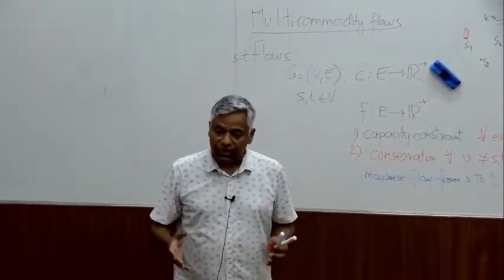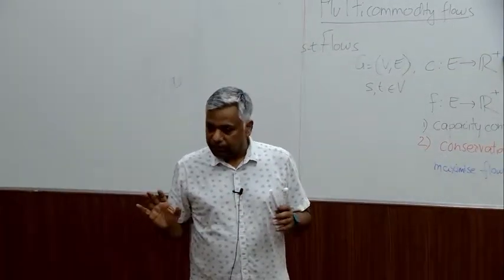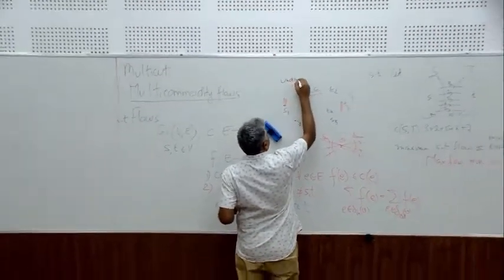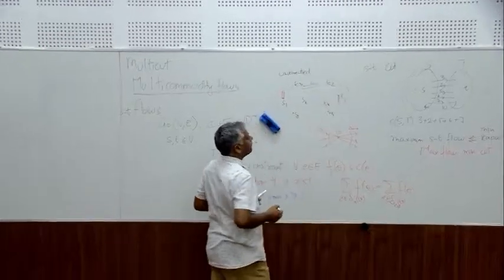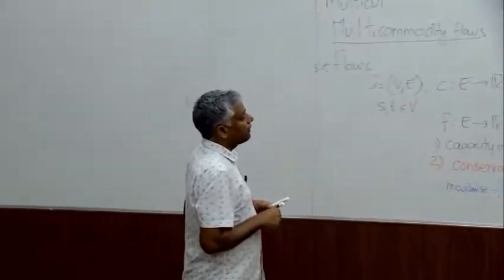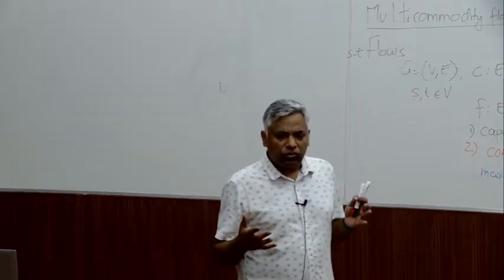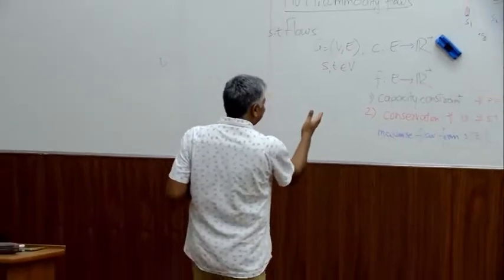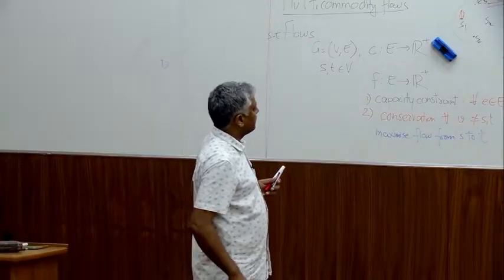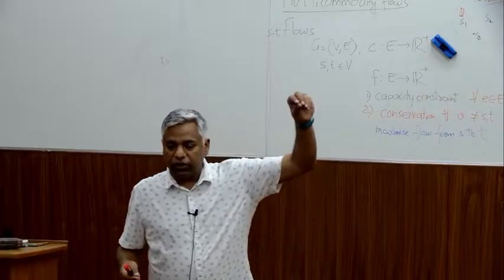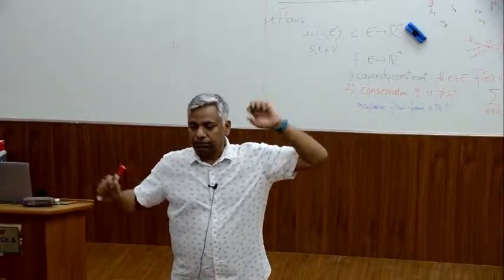So you have a graph. Now we'll assume the graph is undirected. So we'll make this undirected. Now can you tell me what the capacity constraint should be? What are we talking about now? We are talking about traffic going from S1 to T1.